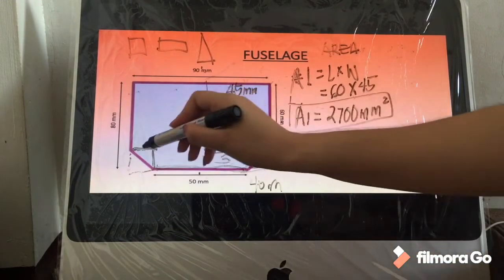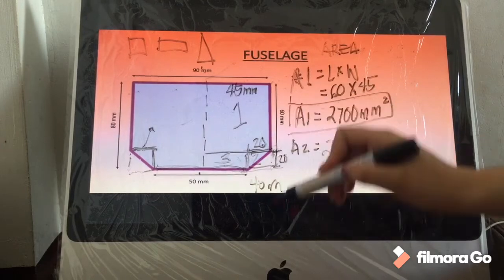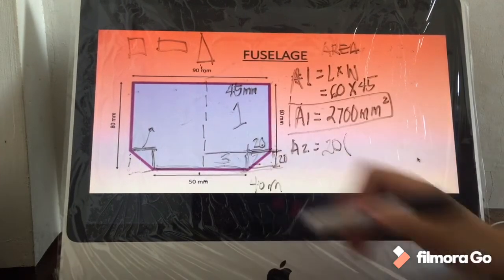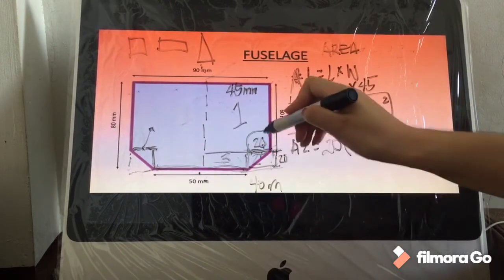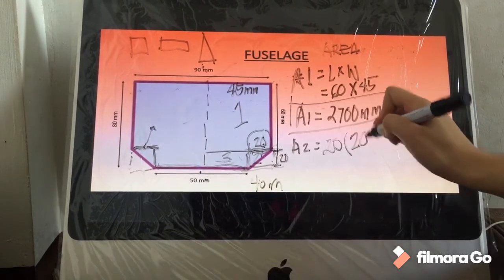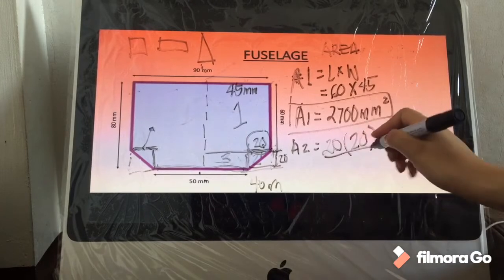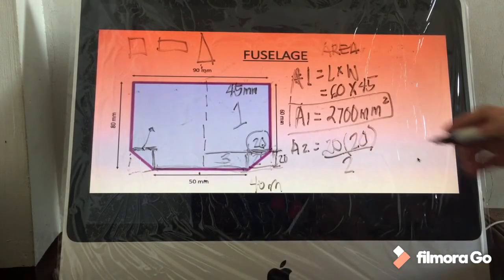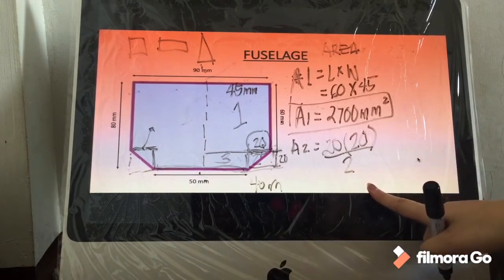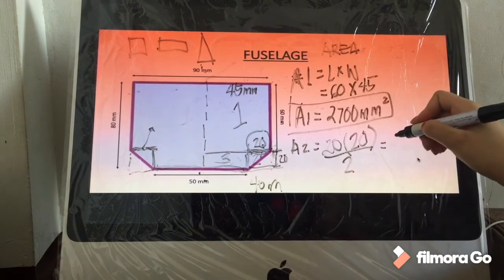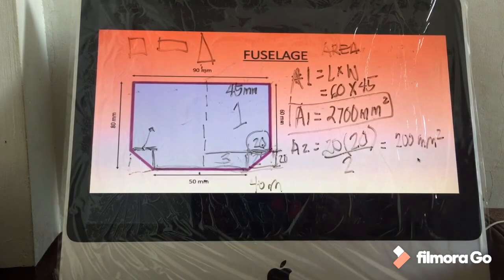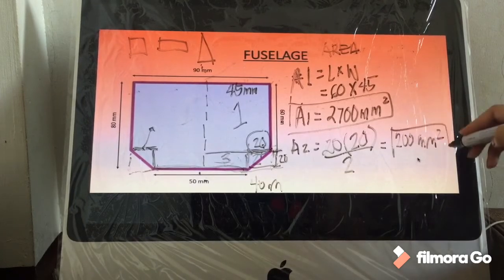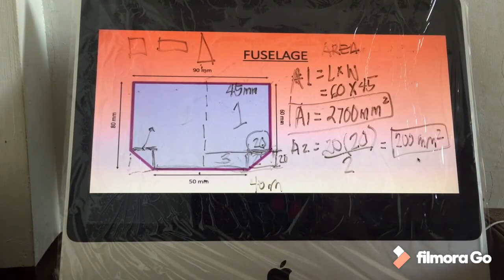So for you to get this, since they are equal, 90 minus 50 is 40, then divided by 2 because there are two of these. So this is 20. So area number 2 is 20 times 20 over 2, because the area of a right triangle is base times height over 2. So this is equal to 200 square millimeters. So we already have area 2.